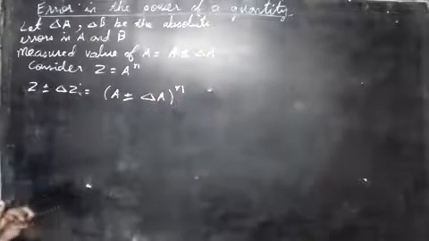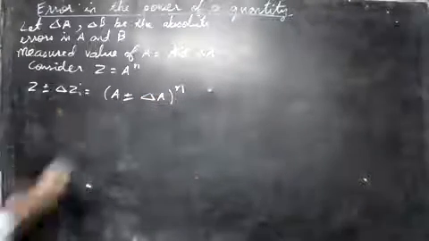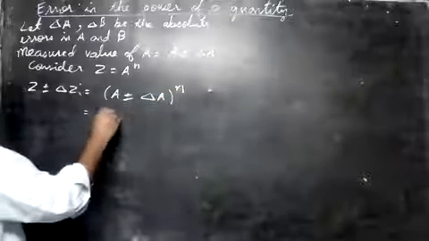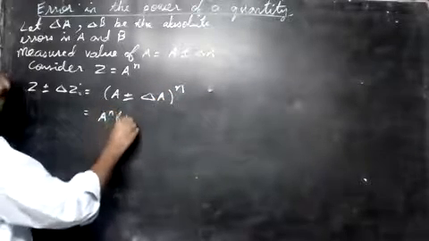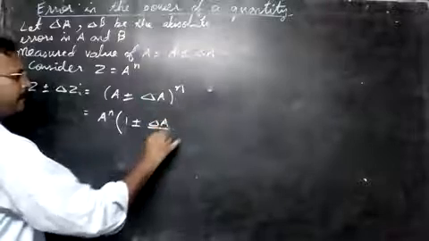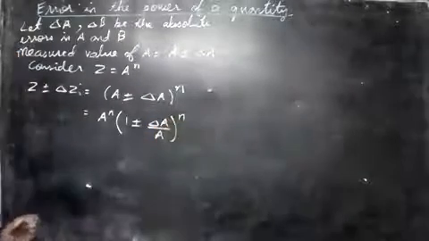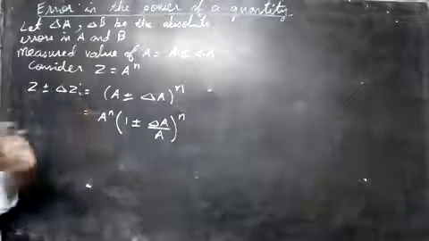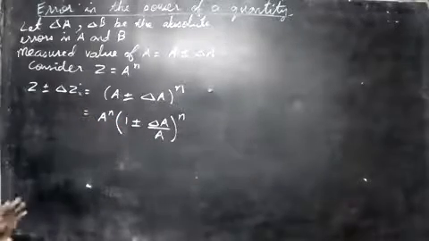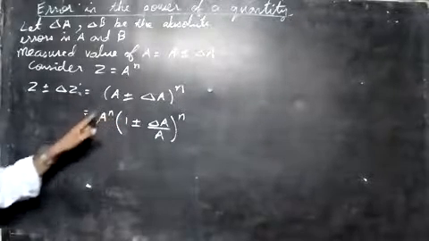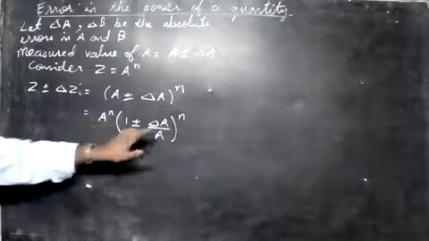power n. Now we take A outside, with the power n also. So A power n goes outside, and here we get 1 plus or minus delta A by A, all power n. I have taken A outside, the power n is also there, and on this side we have divided by A. But first we'll solve this part.